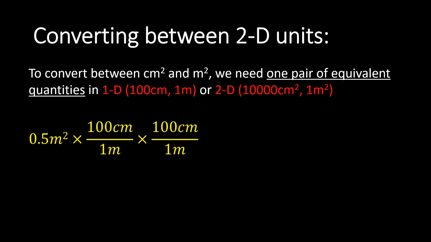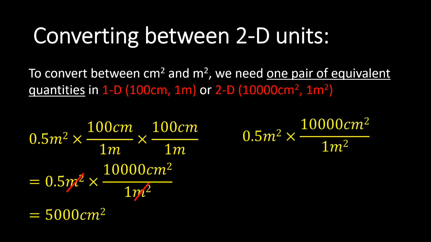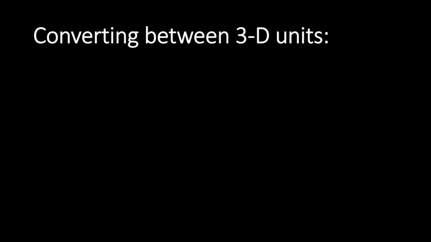The unit meter square on the numerator and the denominator are effectively cancelled, and we can get the answer 5,000 centimeters square. Of course, if you do remember 1 meter square is equal to 10,000 centimeters square, the conversion will be even more straightforward. At this point, I believe we can go over how to convert three-dimensional units like centimeter cube to meter cube quickly.